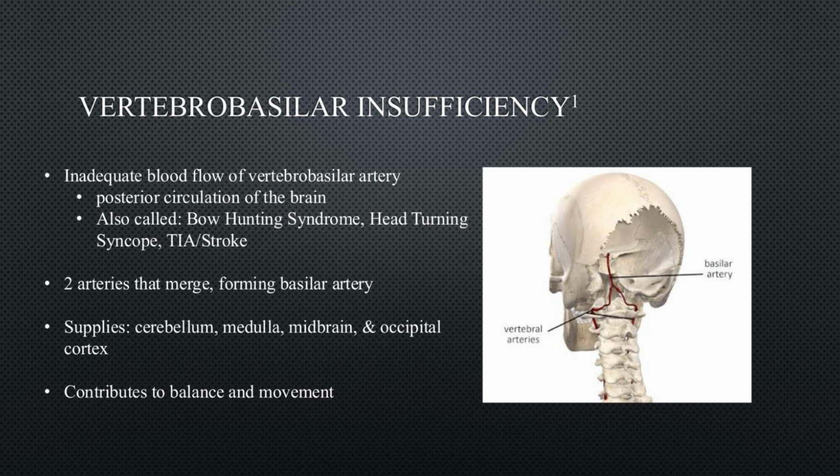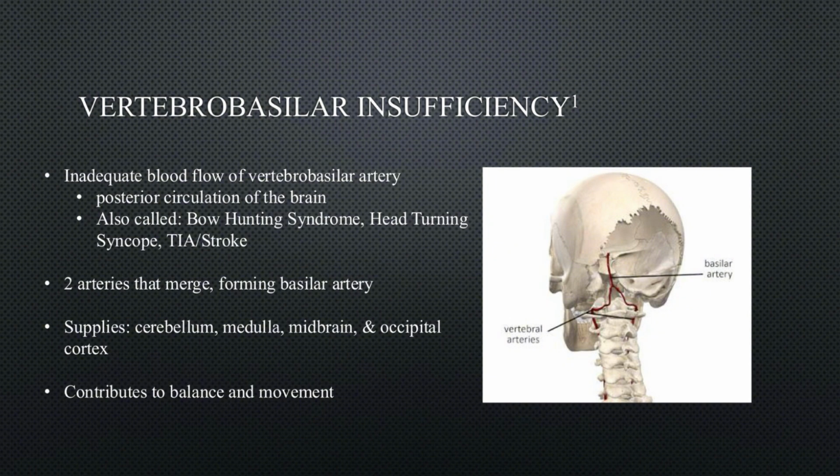So this condition is just an inadequate blood flow of the vertebrobasilar artery. This artery supplies blood to the posterior aspect of the brain, and this condition is also called bow hunting syndrome and head turning syncope. It is also known as a stroke of the posterior aspect of the brain, and what forms the vertebrobasilar artery is just the two arteries.